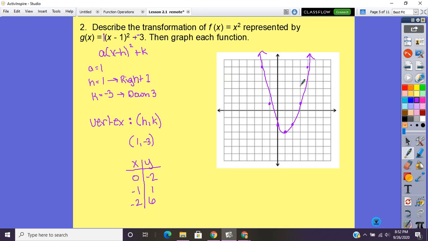It says graph each function, which means we also need to graph the parent function. The parent function is just y equals x squared, meaning the h and k don't move. So our parent function starts at 0, 0, and follows these points, which you could get using Desmos or making a t-table like what we just did. And then we could see once again that our graph moved right 1 and down 3. So here's our transformation, and here's our graph.